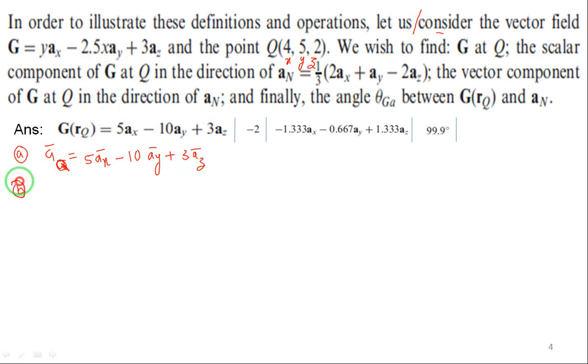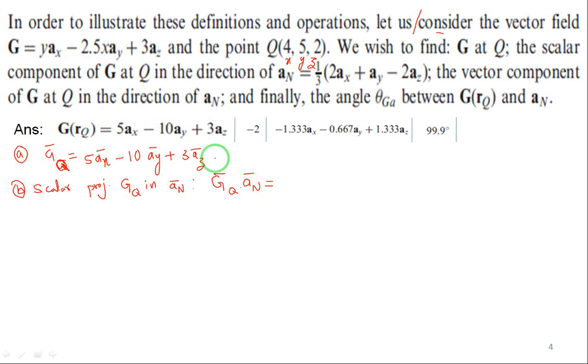Then coming to part B. They ask the scalar projection of G vector at q in the direction of an vector. They have given the direction itself. So for the scalar projection of G vector at point q in an direction, take the dot product of G vector at point q with an vector. This will give me the scalar projection.